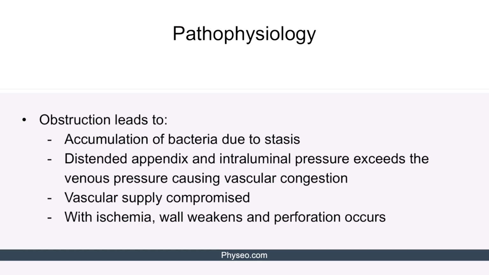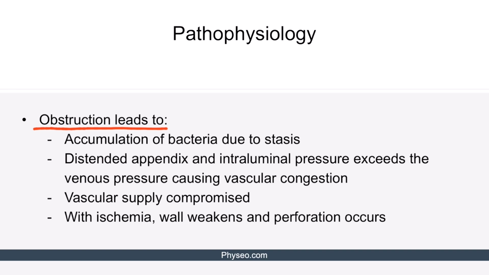Let's talk about the pathophysiology of appendicitis. Remember the concept from step 1 that whenever there is obstruction in a tube, there is a high risk of infection behind it. First, there is accumulation of bacteria in the appendiceal lumen due to stasis. This results in a distended appendix and subsequently increased intraluminal pressure, exceeding the venous pressure, causing vascular congestion. As a result, vascular supply is compromised.